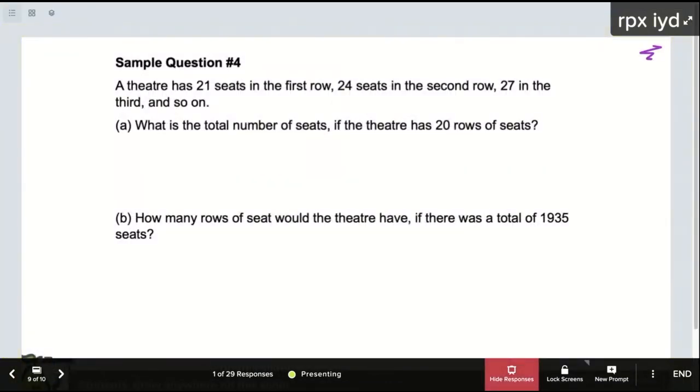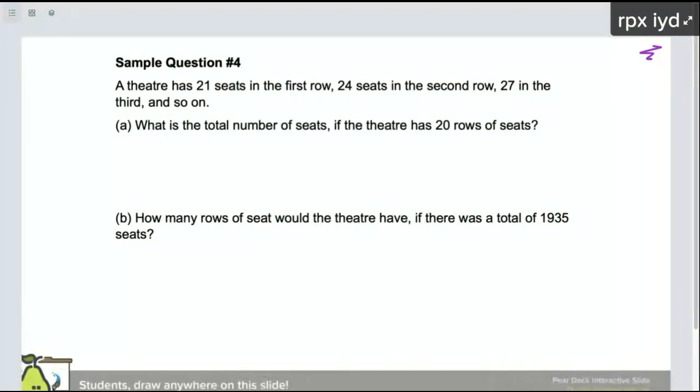So it says in a theater, this is a real life situation. In a theater, there's 21 seats. So this here, that's U1. That's the first row, because it says first row right here. 24 seats in the second, 27 in the third. So wait, 24 minus 21 is 3. So that equals D. So I have D equals 3, U1 equals 21.